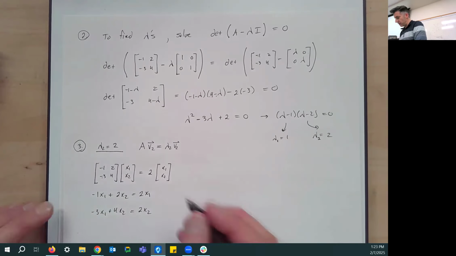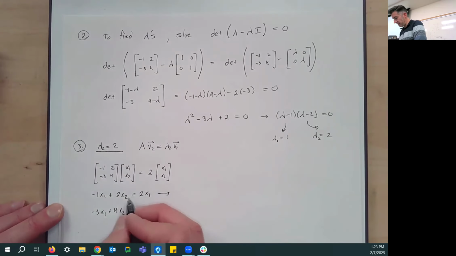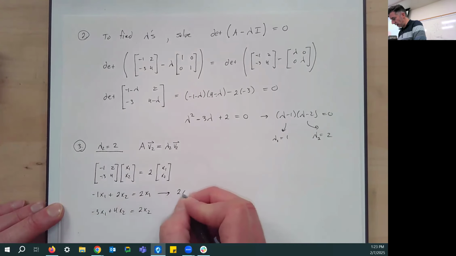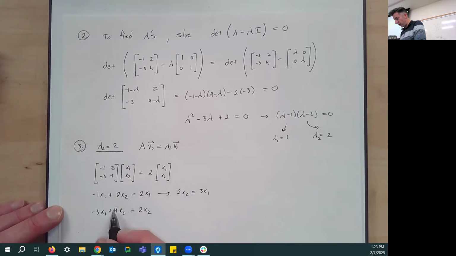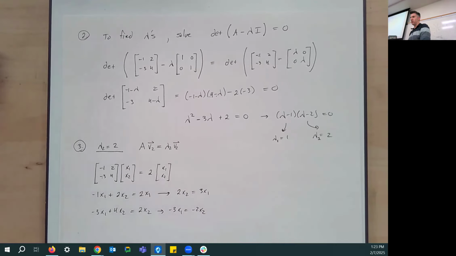So if we look at both of these, if I isolate x2 over here, I'm going to add x1 to both sides. So I'm going to have 2x2 equal to 3x1. Or over here, if I subtract 4x2 from both sides, I'm going to have -3x1 equals -2x2. Those are essentially the same equations. So it's the same relationship between x1 and x2, regardless of which equation you use.